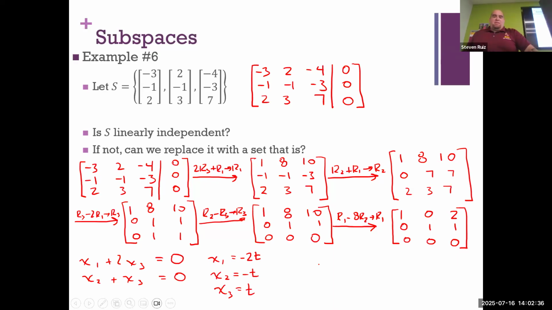So this right here basically gives us a list of constants. So basically, as long as x1, x2, and x3 satisfy all these requirements for the parameter t, then I found a linear combination that equals the 0 vector. So the answer is no.